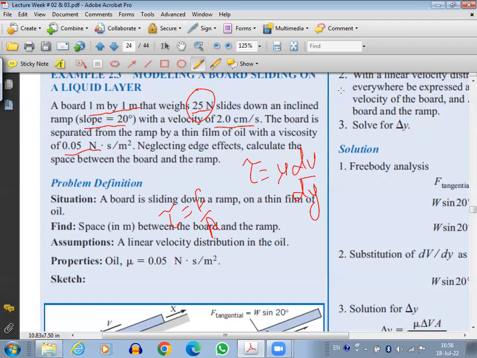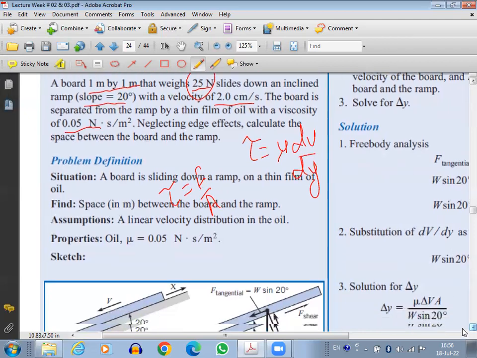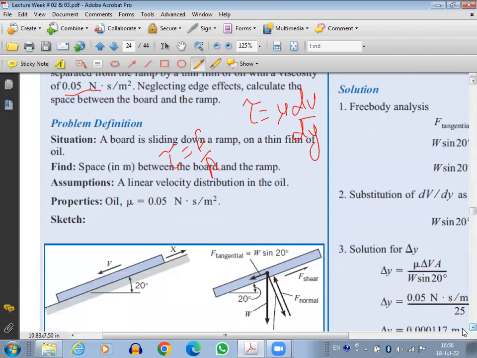Okay. So it will be basically tangential force, but there is again another problem. Problem is that the force is the weight, and the weight is acting downward, but the shear stress will be the force which is tangential, which will be in the direction of the plane. Okay, so we have to divide the weight into two components. One perpendicular to the surface, other parallel to the surface.